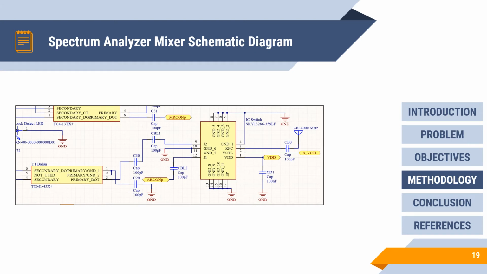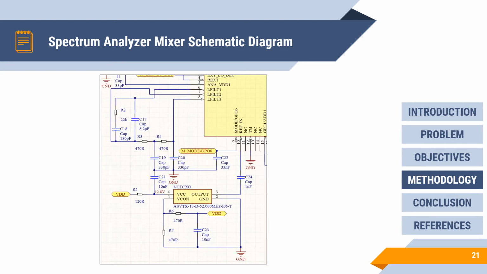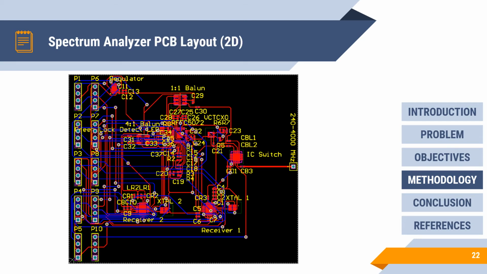Here's the RF switch that is connected to the 1:1 balun of the mixer, which is the TCM1-43X+. Here's the 4:1 balun of the mixer, which is the TC4-13TX+. Here's the loop filter of the mixer. It is suitable for frequency reference from 26 MHz to 52 MHz as it gives the lowest possible integrated phase noise within the system.